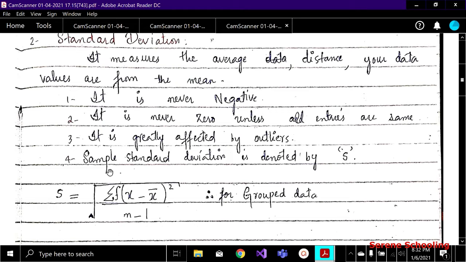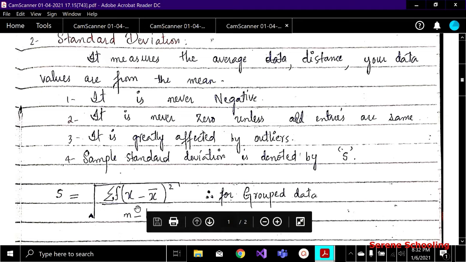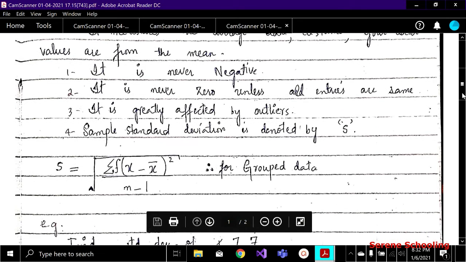We have seen this. Sample standard deviation is denoted by small s. We have two deviations: first is the sample standard deviation, second is the population standard deviation. The formulas have just a little change, nothing very different, but we represent sample standard deviation with small s. So the formula for grouped data is, let's see the formula.